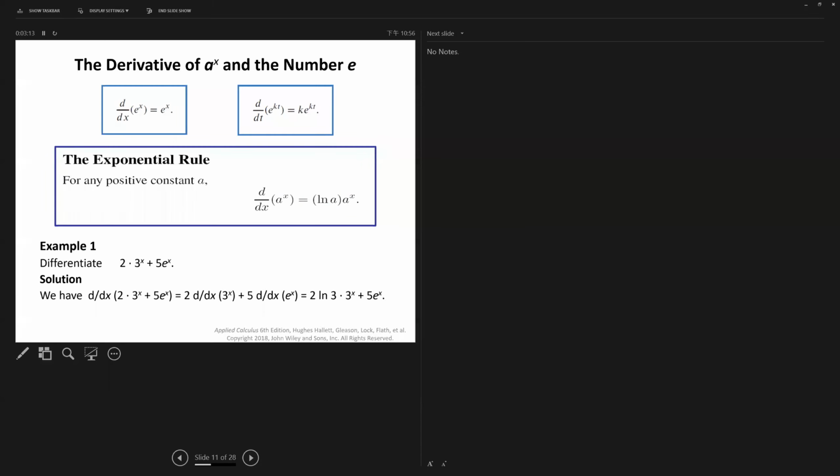So derivatives of exponential functions, it's pretty easy. If you have e to the x, when your base is e, Euler's number, the derivative of e to the x is just itself, e to the x. It's the same thing. So it's very nice to work with e to the x.